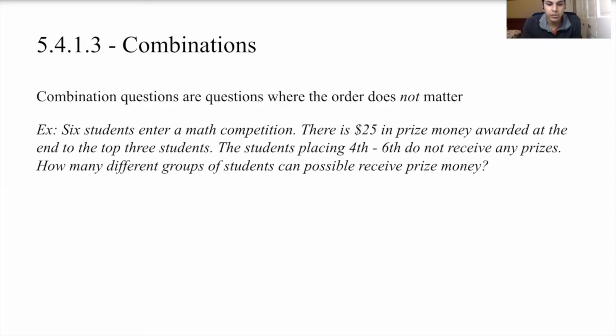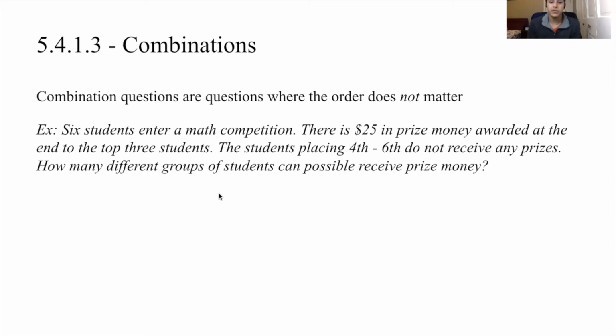It says students enter a math competition. There's $25 in prize money awarded at the end to the top 3 students. The students placing 4th through 6th do not receive any prizes. How many different groups of students can possibly receive prize money? All right, so the reason that this one is different than the last one is because if you remember from the last one, it gave $100 to the first student, $50 to the second one, and $25 to the third. But now it just gives $25 to all 3 students in the top 3, and still the students placing 4th through 6th don't receive any prizes.